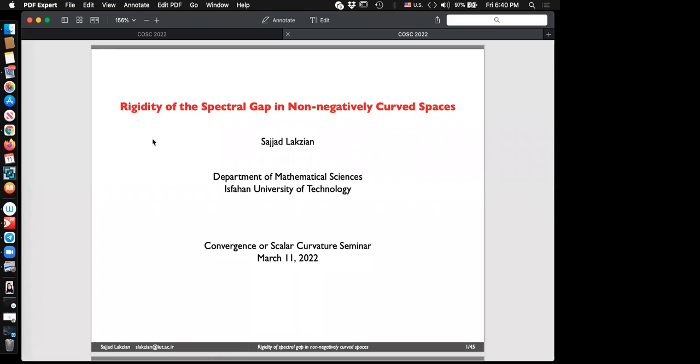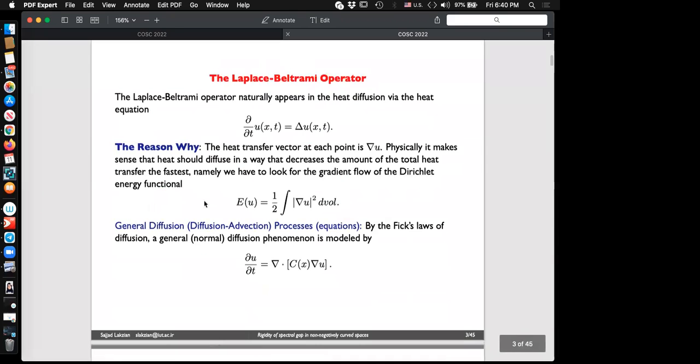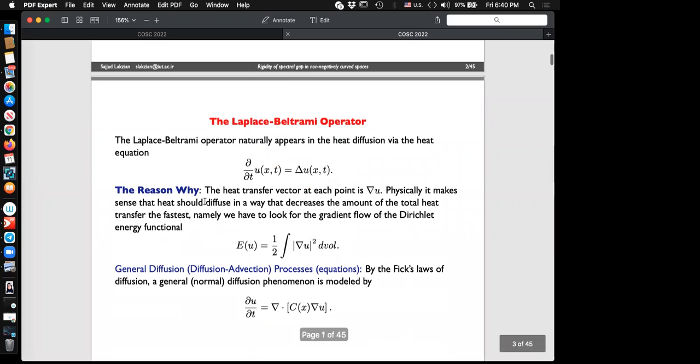So we're going to be talking about the rigidity of the Neumann spectral gap in spaces that possess non-negative curvature, in the sense that we want to work with spaces with non-negative Ricci curvature. So in particular, it covers the spaces with sectional curvature bounded below by 0, or non-negatively curved Alexandrov spaces, or Bakry-Emery spaces with Bakry-Emery tensor larger than 0. Kind of falls in the same category.